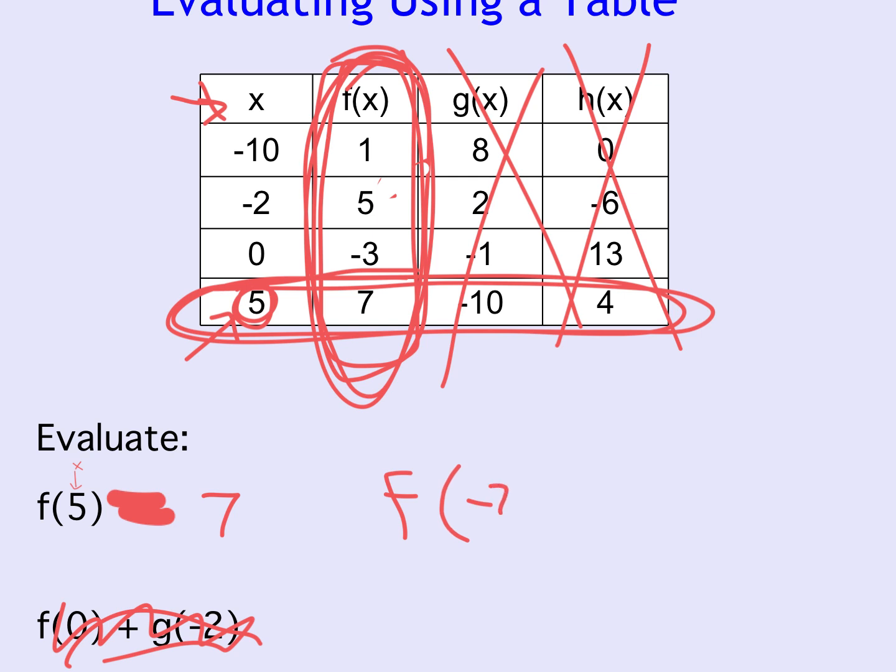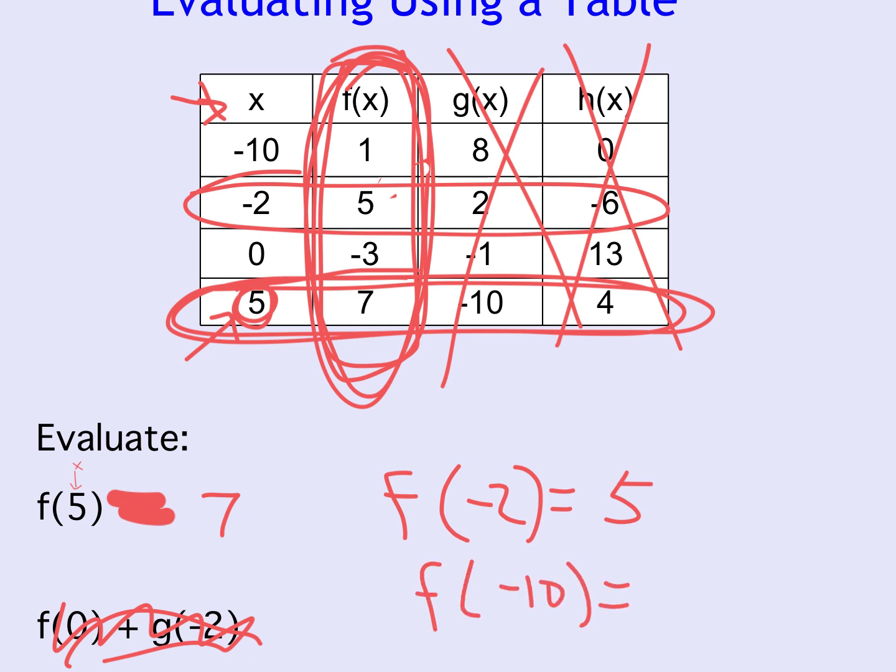So I want to park here for a little bit. What's f of negative 2? Say it if you know it. 5. Look at it, guys. F of negative 2. F, here's negative 2. It's 5. What's f of negative 10? 1. See how easy these are?